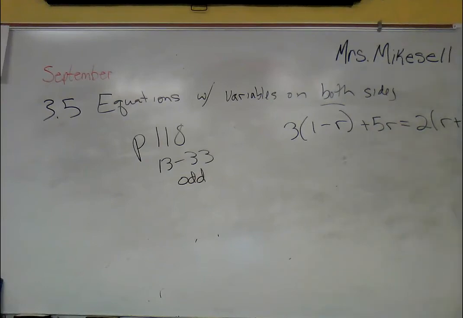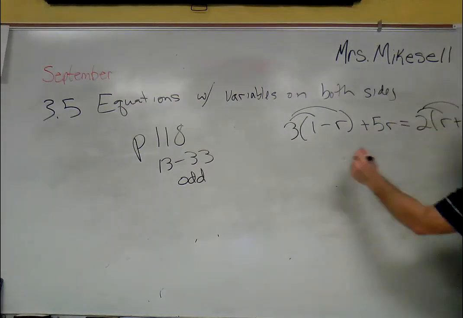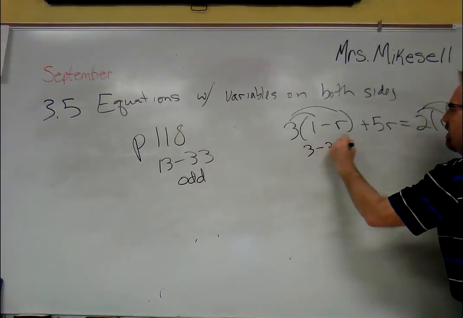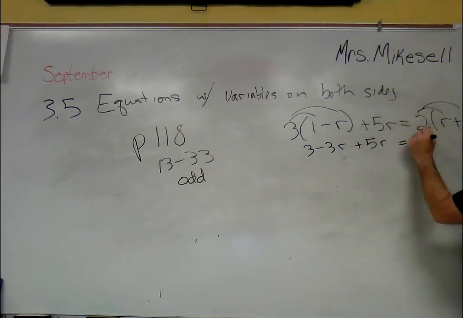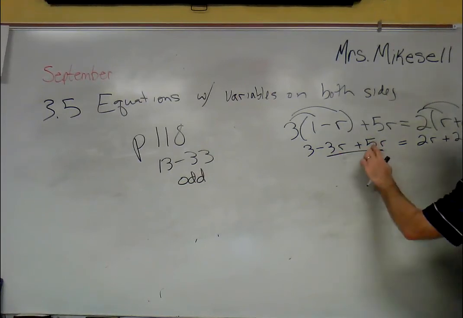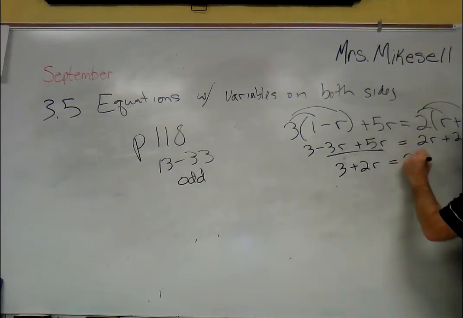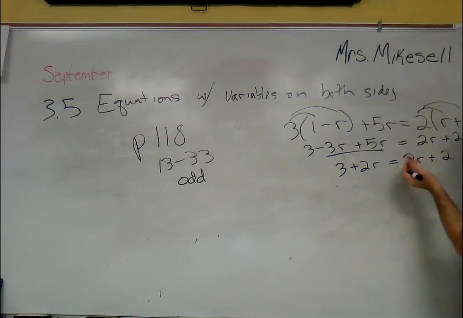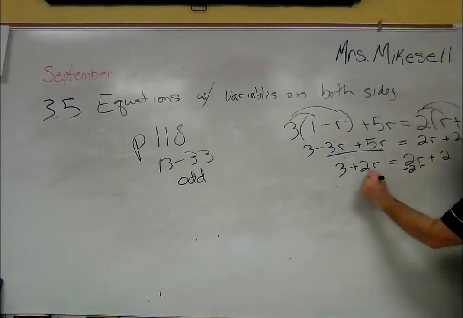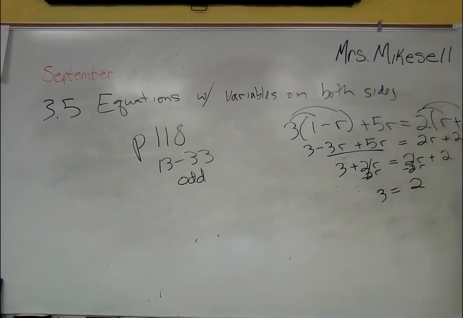So this one, let's see why I want to do this in a second. We've got parentheses, so I'm going to distribute on both sides. 3 minus 3r plus 5r equals 2r plus 2. So these are the same, so we can put them together. We have positive 5 and negative 3. 5 minus 3 is 2r. All right, they're the same, so let's get rid of one of the r's. So subtract 2r. That goes away, that goes away. We're left with 3 equals 2. Is this a true statement? No. That does not equal each other, so this one is no solution.